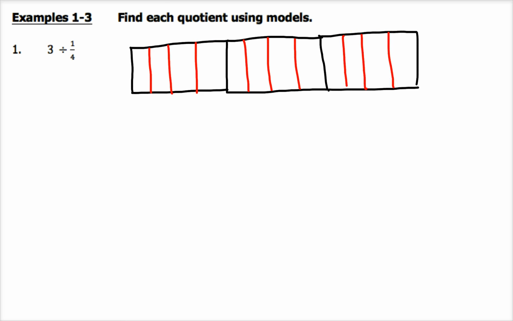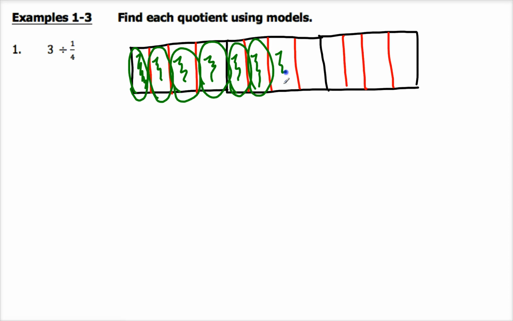So now I'm thinking, how many 1/4 groups can I make? Well, 1/4 is just going to be one piece. So there's 1 right there, 2, 3, and 4, 5, 6, 7, 8, 9, 10, 11, and 12.